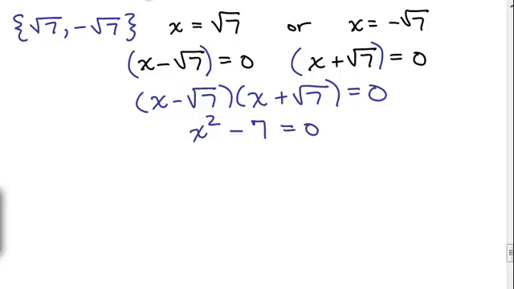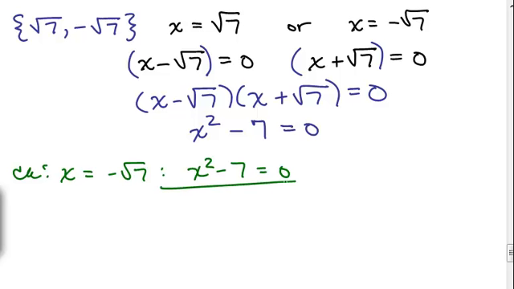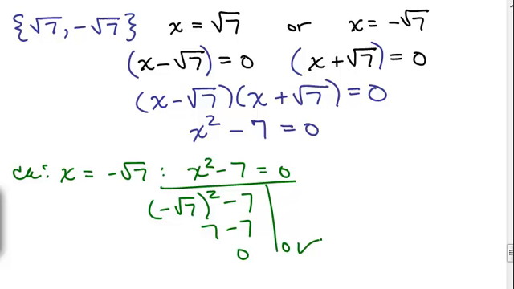Now, of course, you should always check. For instance, I'm just going to check one of these. How about negative square root of 7? We're going to check it in this equation. I'm going to put in negative square root of 7 for x. Do order of operations. Well, when you square a negative, it's positive. Square root of 7 squared is just 7. 7 minus 7 is 0. So you can see that that really is a solution.